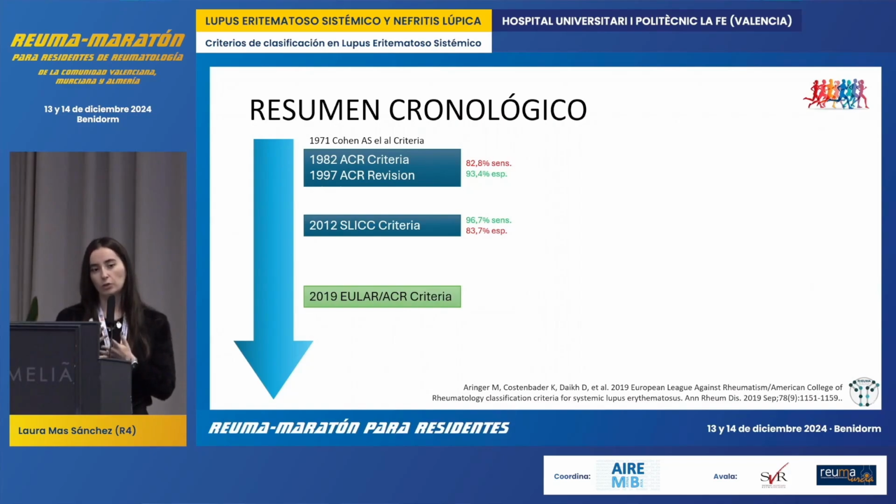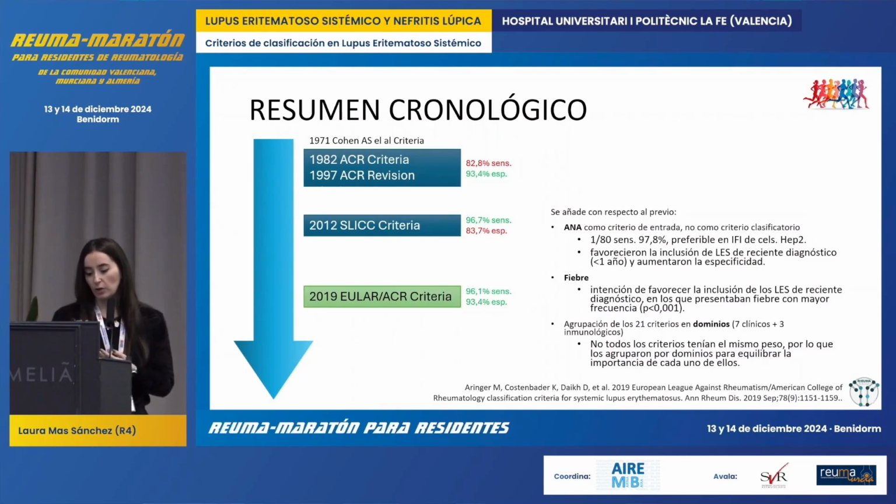What was EULAR's focus, EULAR ACR, in this latest revision? Well, on one hand, it was to improve the specificity that had been lost with the SLICC criteria, and on the other hand, the novelty, or what prompted the change, was the attempt to include these newly diagnosed patients, the so-called early onset cases, which are patients with a lupus diagnosis of less than 1 year of progression. So, a series of reviews were carried out, expert panels were convened, comparisons were made between different sets. Overall, a complex process. But the 3 main changes made in these current criteria were the following.